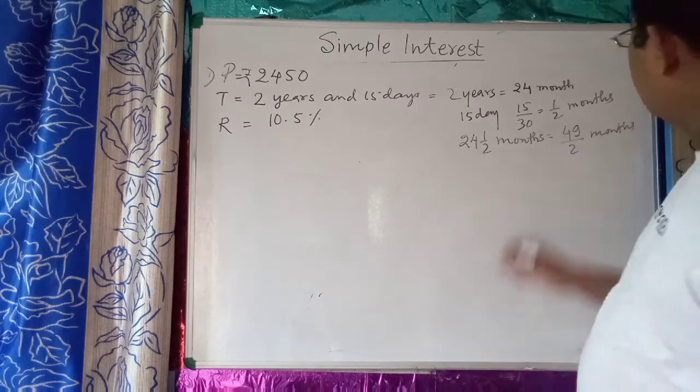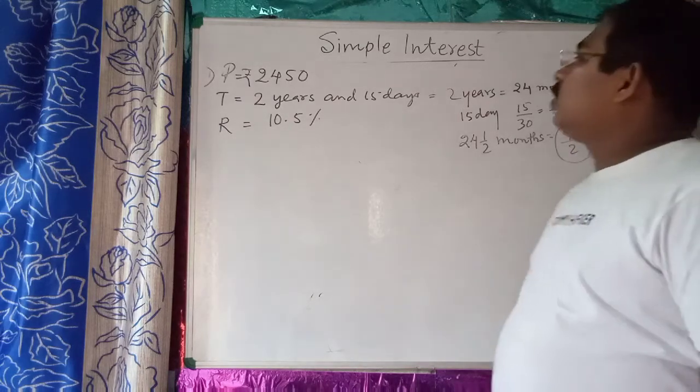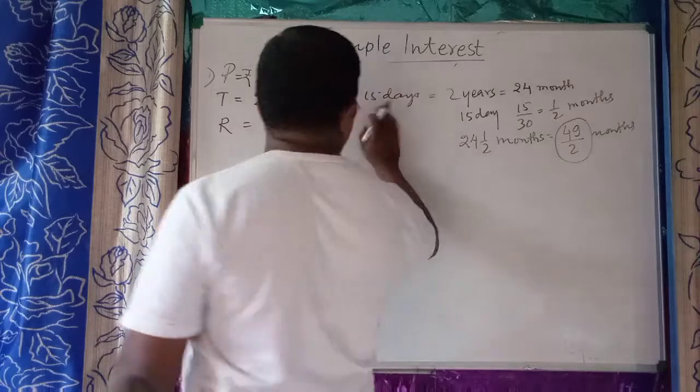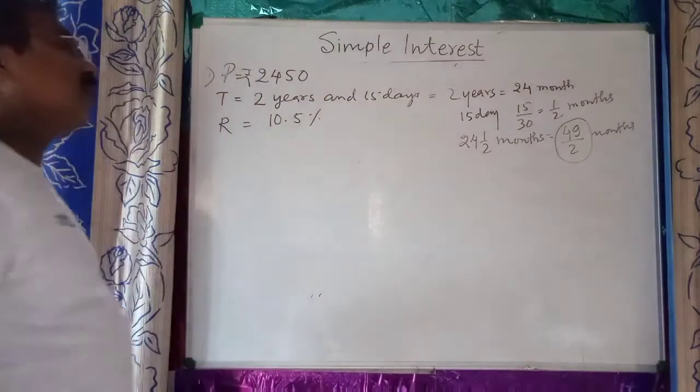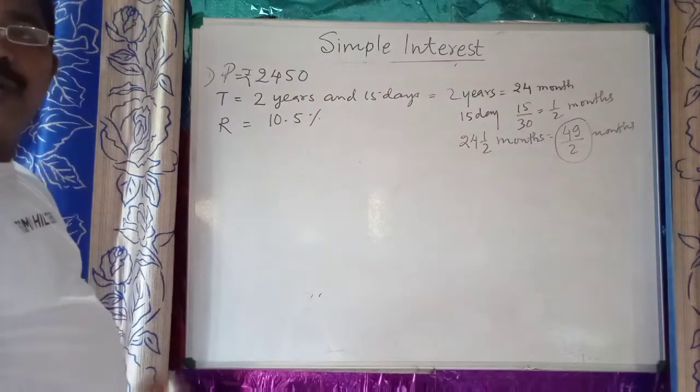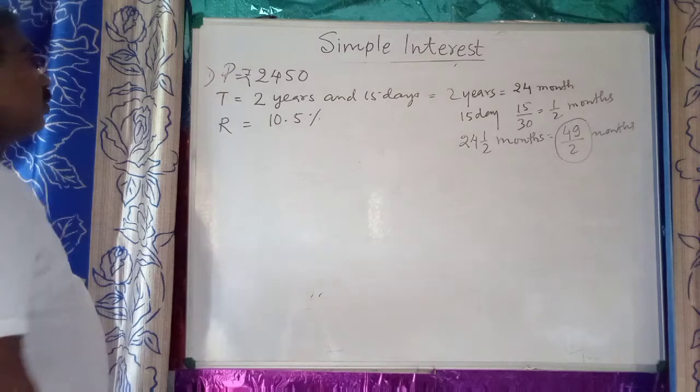49/2 months. In this way, we can change 2 years and 15 days into months. And now we solve this question.